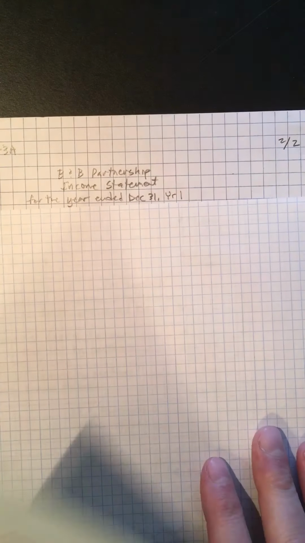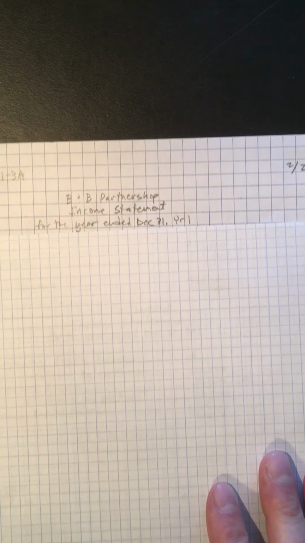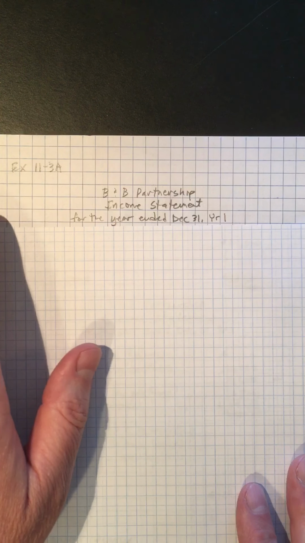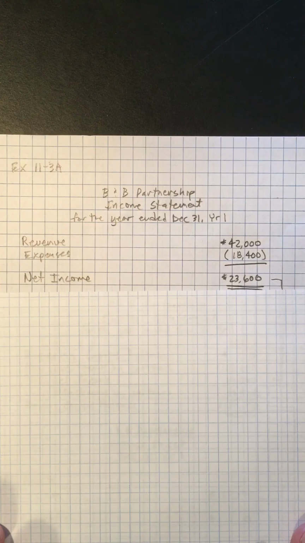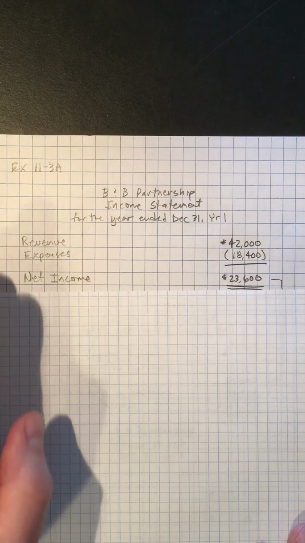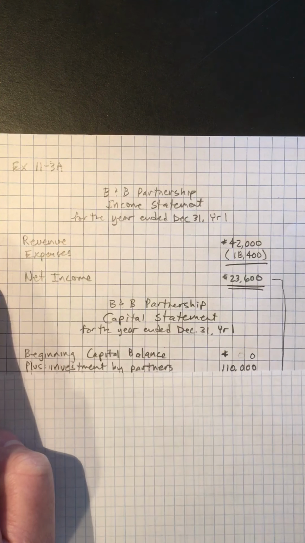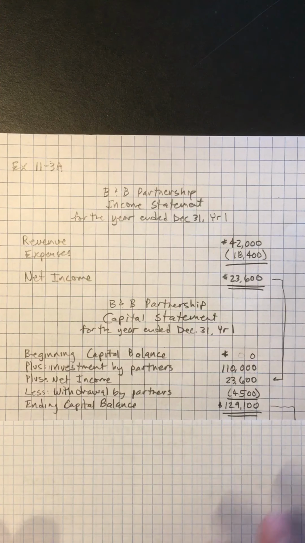So let's go ahead and walk through the problem here. They're asking you for financial statements. So first of all, here we have a proper header on our income statement, B&B Partnership income statement. Pretty straightforward, $42,000 minus $18,400 gives us $23,600 of net income. And here's the part that's a little bit, well, it's not tricky yet actually.